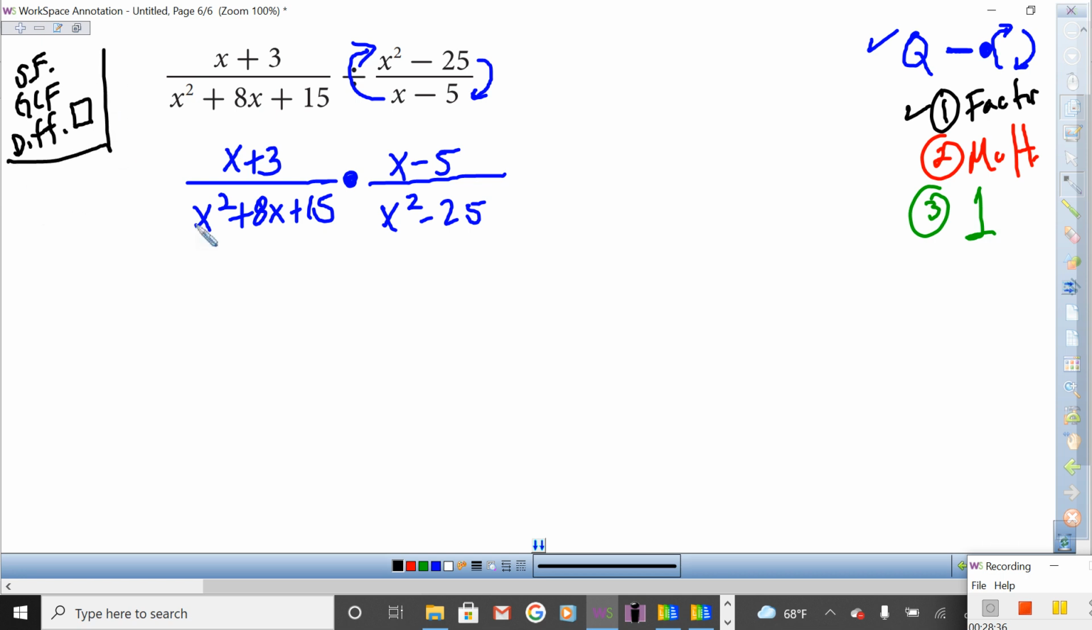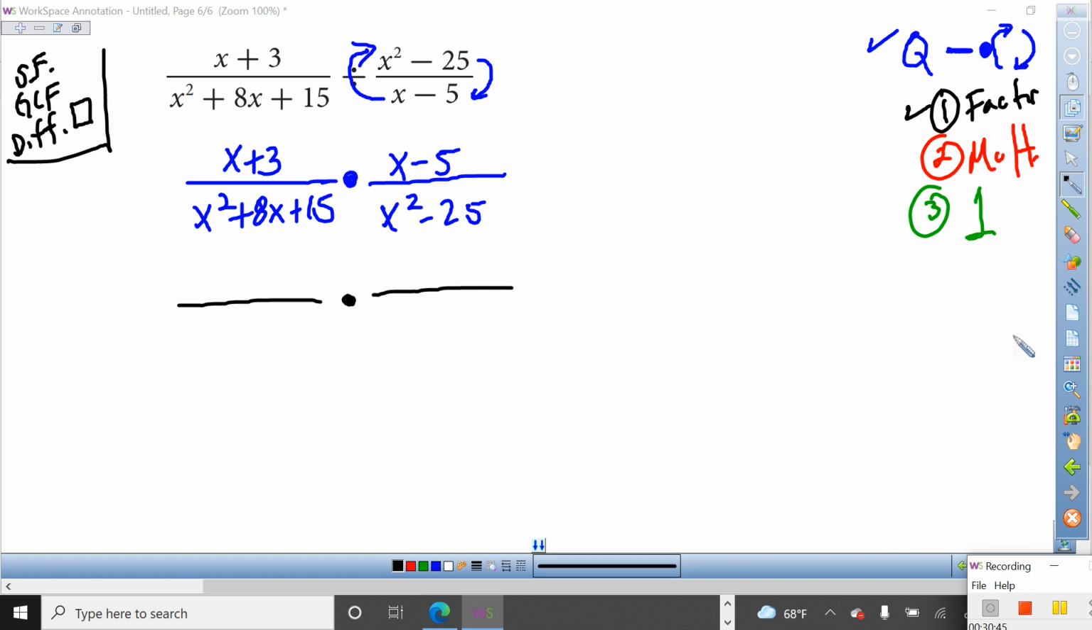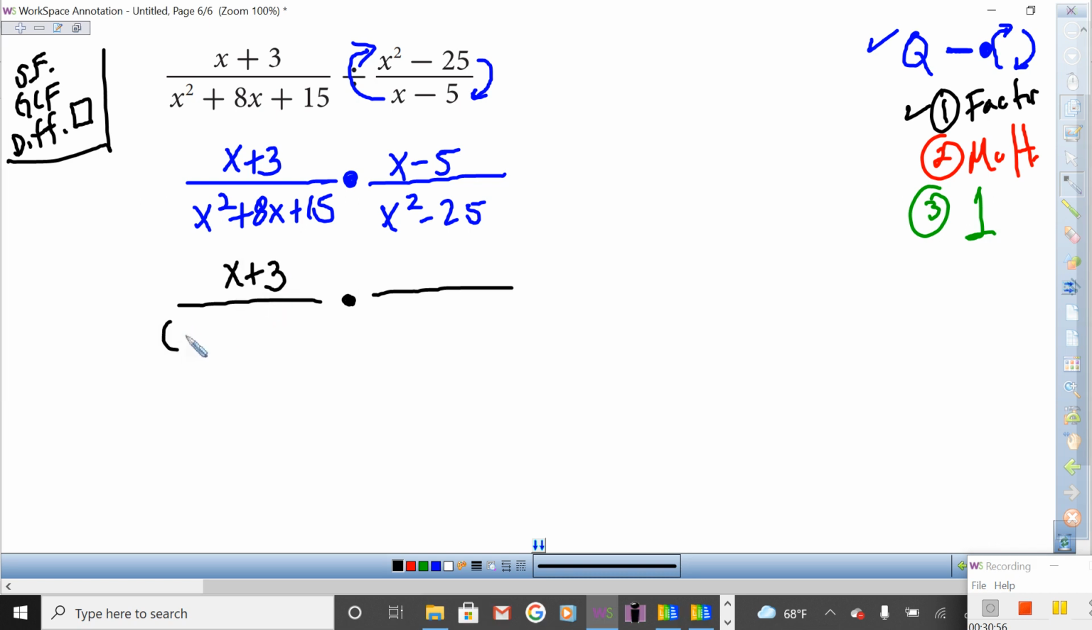All right. So I'll give you a head start so you can factor those out by yourself. Copy and go. Yes. All right, let's see. First fraction. How about Sophia? What do we get on the numerator? X plus 3. How about the denominator? X plus 3 times x plus 5.